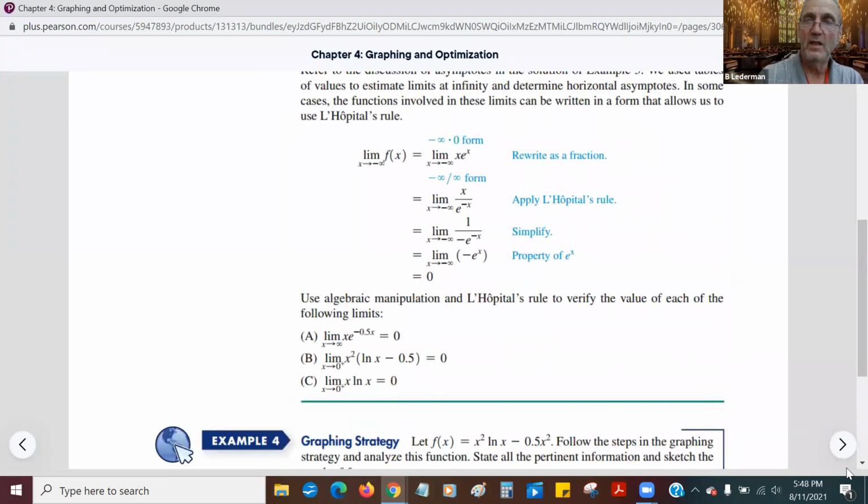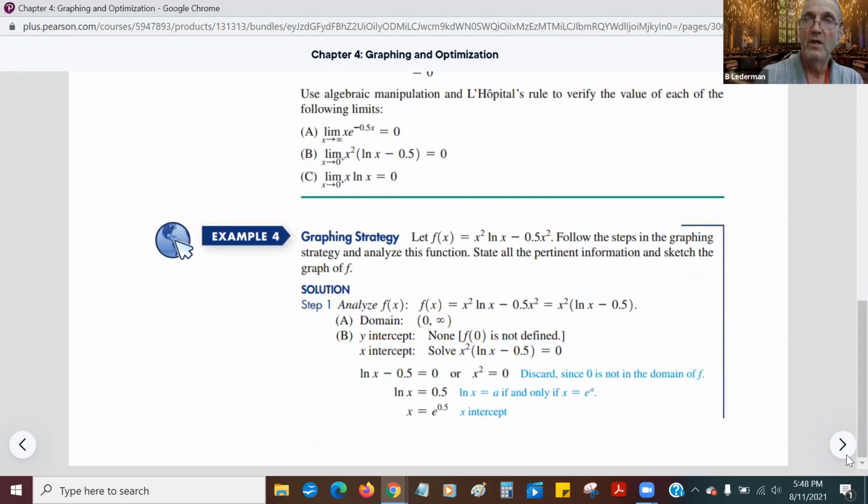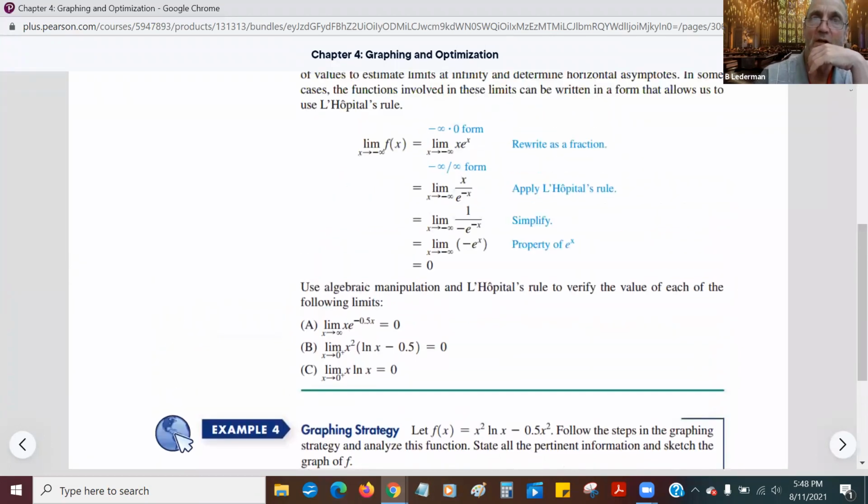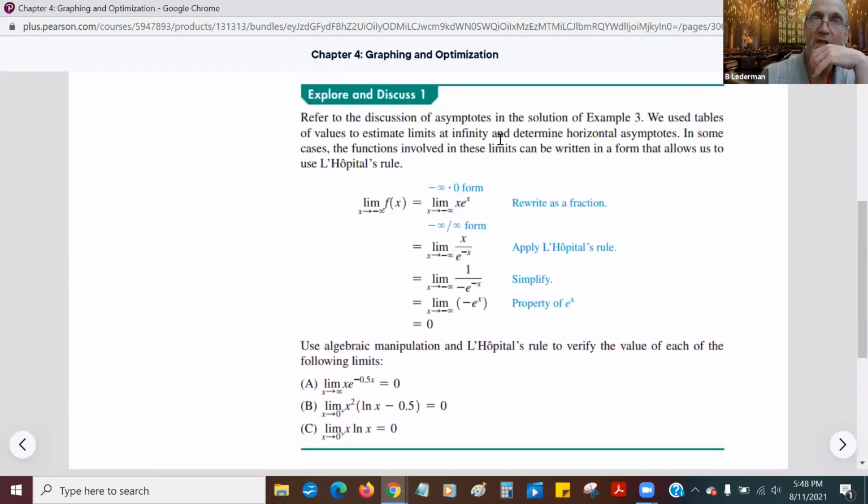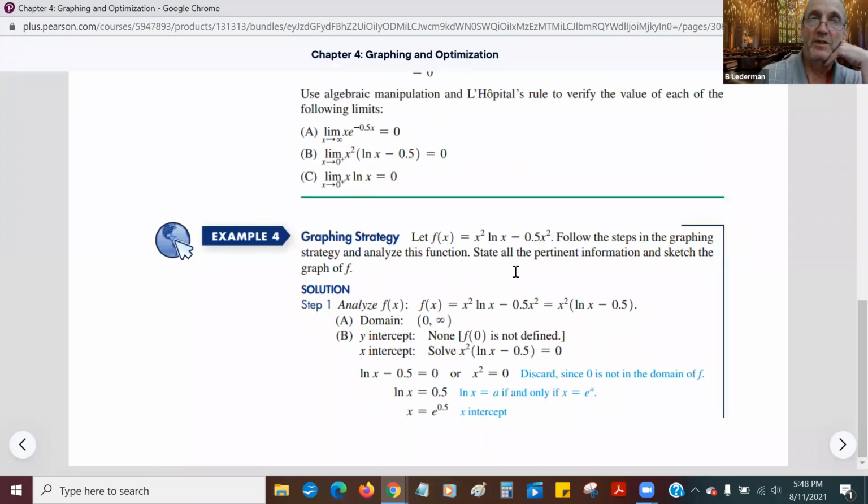Okay, let's look at example 4. Let f of x equal x squared ln x minus 0.5 x squared. By the way, this little explore and discuss thing over here is about something called L'Hopital's rule. L'Hopital's rule is the section that we skipped. That's 4.3 that we skipped, and it's not part of our curriculum, so I never discussed it, in case you're wondering. Anyway, let's just move on to example number 4, and we'll go from there.